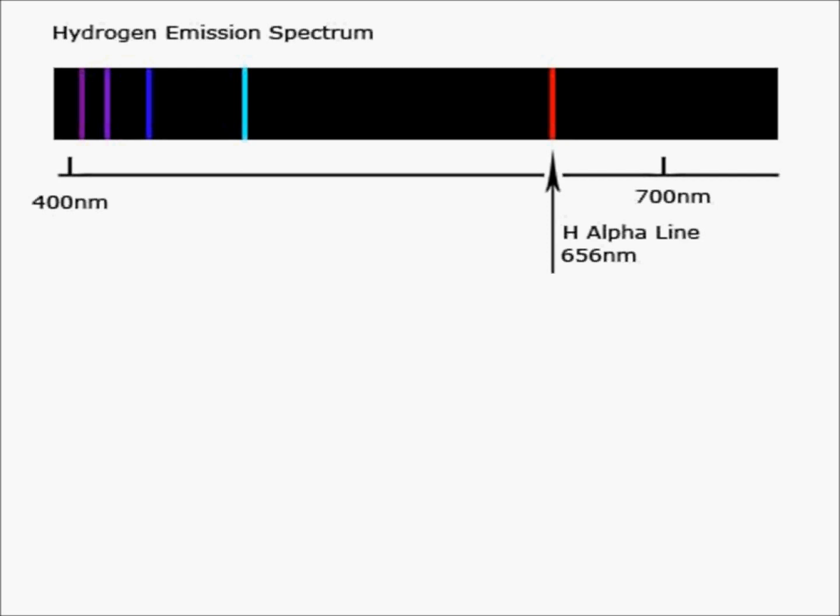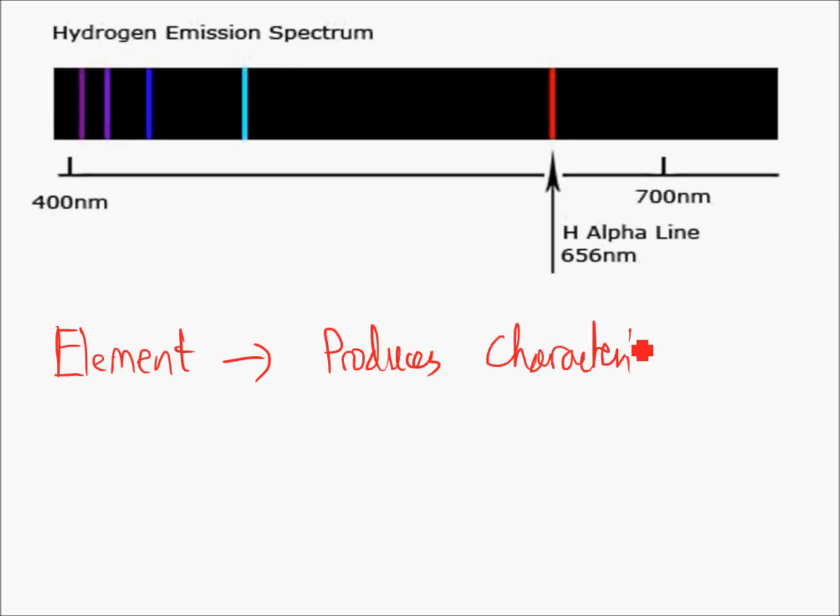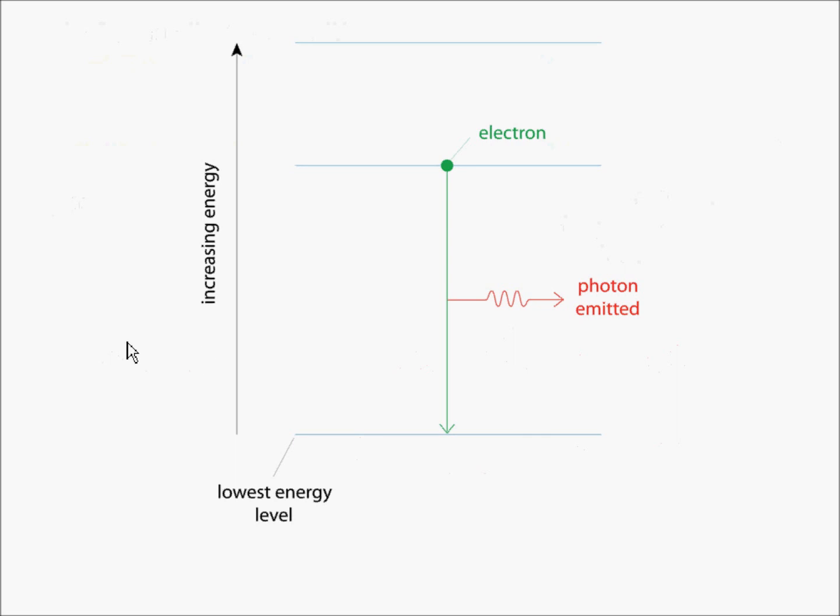So what we've got here is a tool that links the element, and it produces a characteristic emission spectrum. Now to use this, and for astronomers to use this, we need to understand what's going on here, and it involves looking at energy levels for electrons.